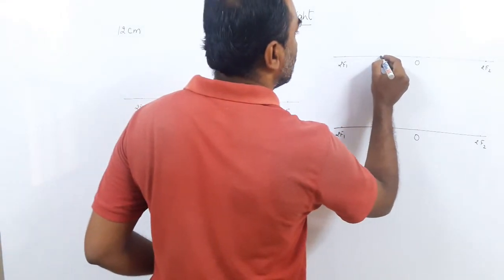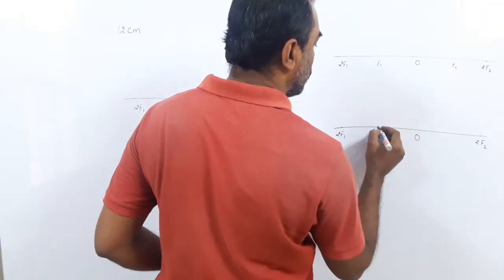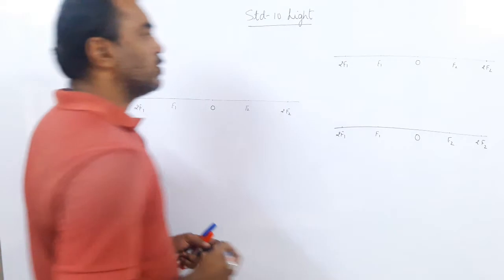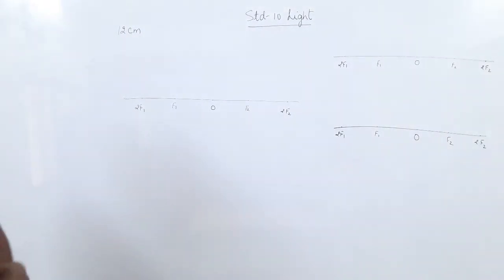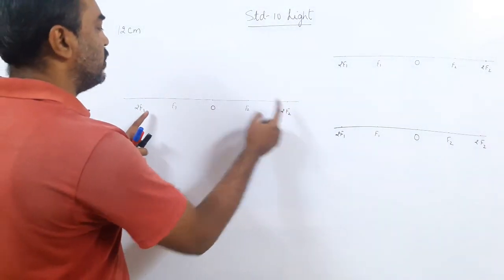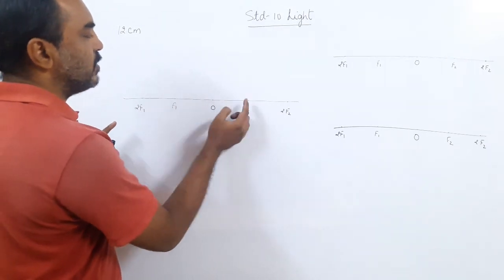Okay, so at 3 centimeter f1, 9 centimeter f2, f1, f2. I only drew 3 lines, but you have to draw 6 lines. 6 different cases we are going to do. So go along with me. Because I have taken this 12 centimeter, halfway is 6 centimeter. So 3, 6, 9, 12.